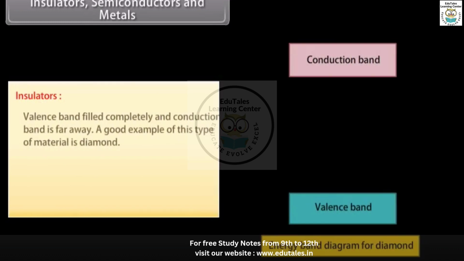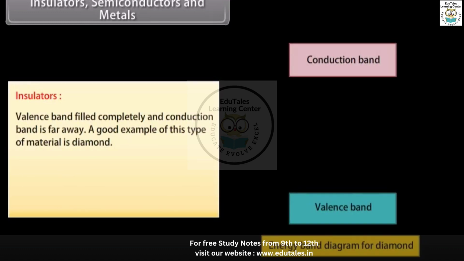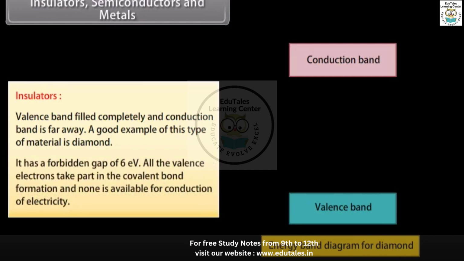Insulators, semiconductors and metals. On the basis of band theory of solids, the solids are classified as insulators, semiconductors and metals. Insulators. Valence band filled completely and conduction band is far away. A good example of this type of material is diamond. It has a forbidden gap of 6 electron volts. All the valence electrons take part in covalent bond formation and none is available for conduction of electricity.